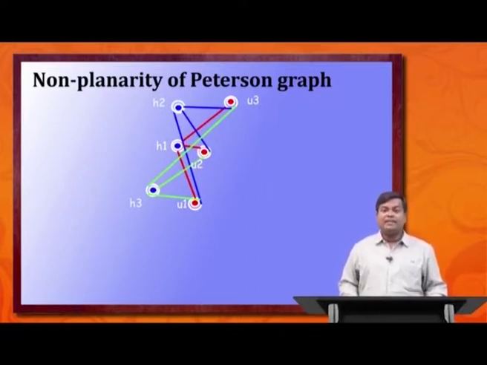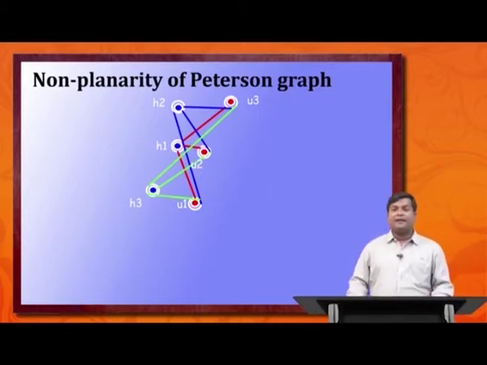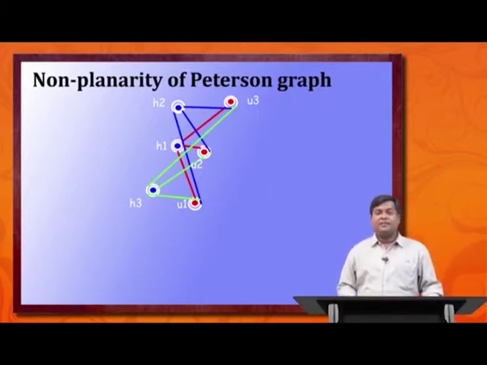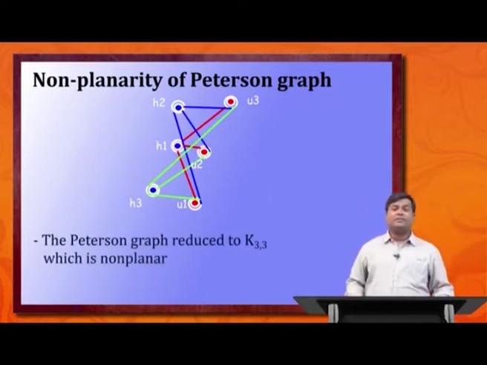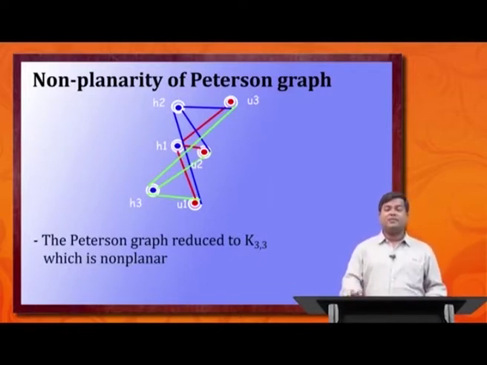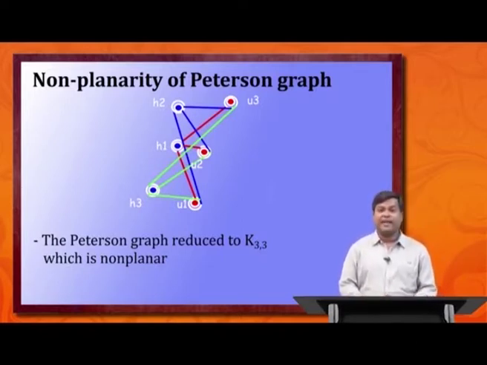So what we found is the Petersen graph is basically a supergraph of a subdivision of K33. So we can conclude the Petersen graph reduces to K33, which is non-planar, and from this we can conclude that the Petersen graph is also non-planar.